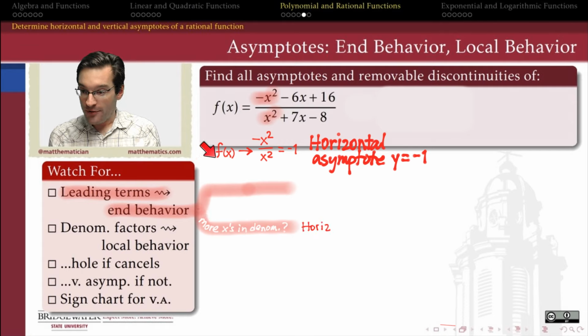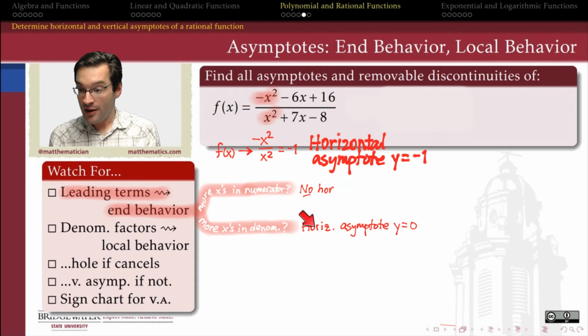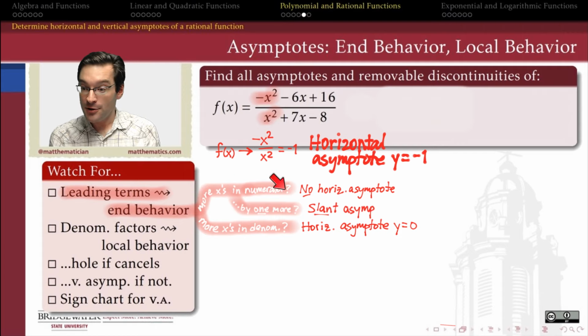But what would have happened if I had a higher degree in my denominator than in my numerator? I would have had x's downstairs, and the horizontal asymptote would become 0, in other words, the x-axis. If I had a higher degree in my numerator, then we would have no horizontal asymptote.